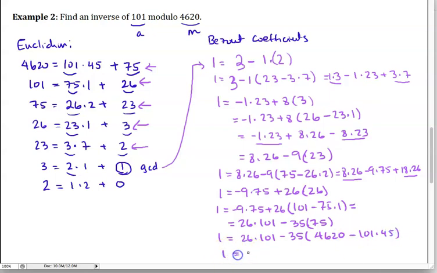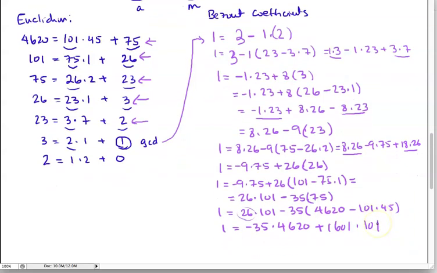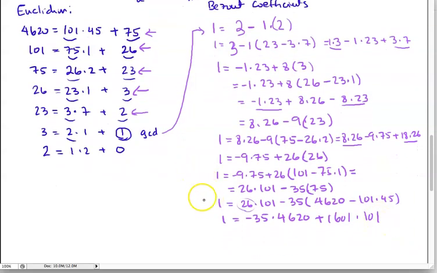So this is going to equal negative 35 times 4620 plus the 26 here and the 35 times the 45. 35 times 45 plus 26 gives me 1601 times 101. All right, good. So that's the end of it. These are my Bezout coefficients.